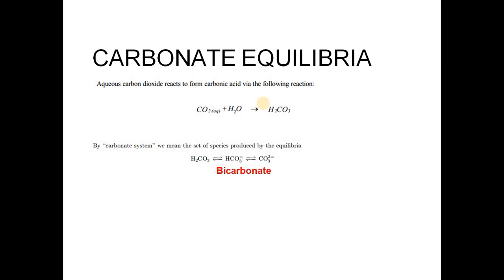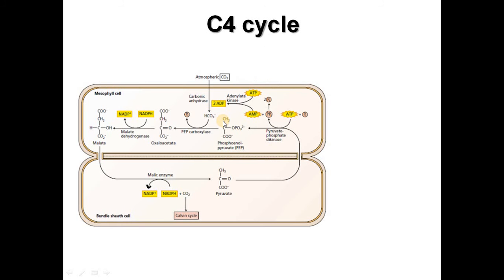But before that, just one thing. When carbon dioxide is mixed with water, you have carbonic acid, and carbonic acid can very fast be dissociated into bicarbonate. This is called the carbonate equilibrium. This is one thing we have to remember, because this is what is going to happen in the C4 cycle.